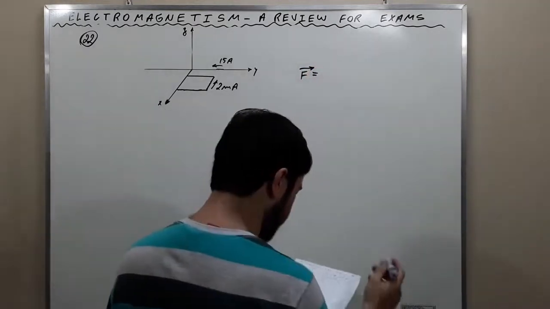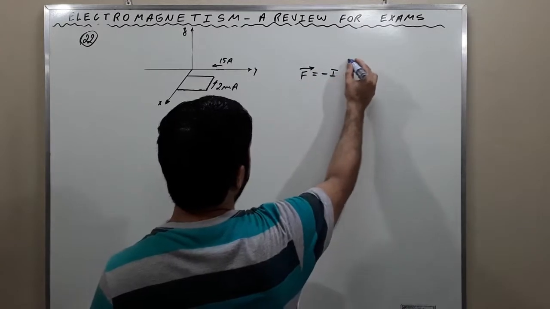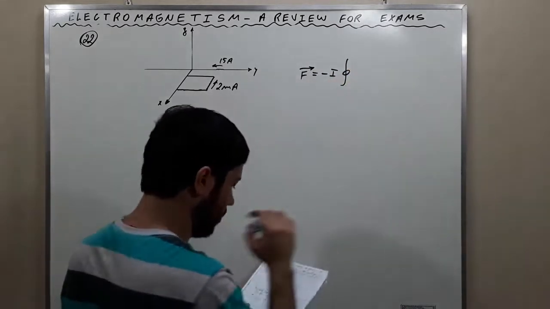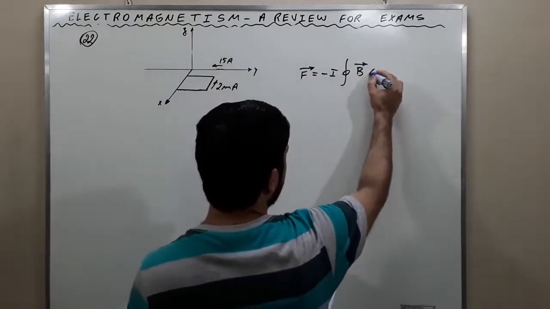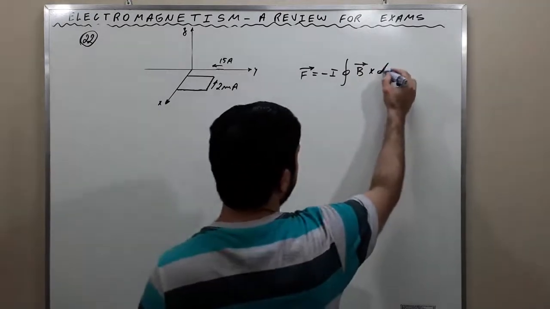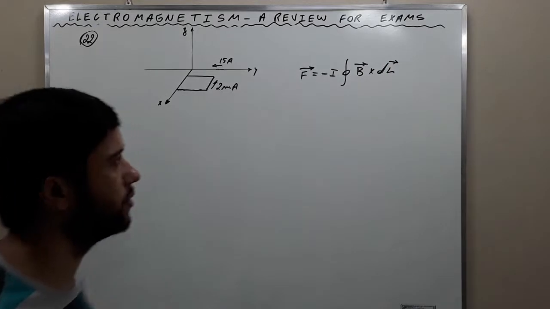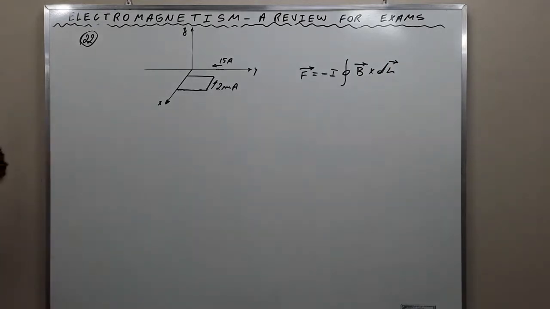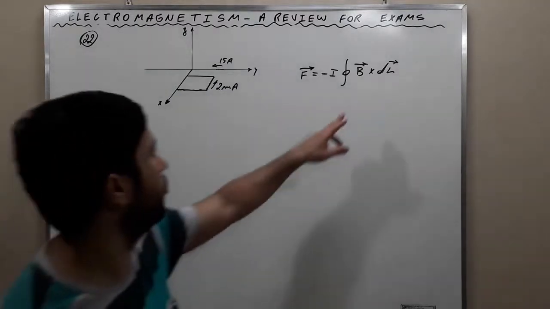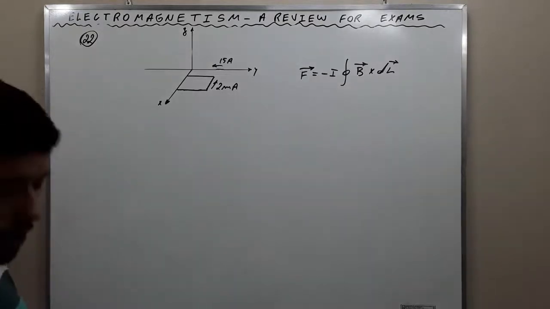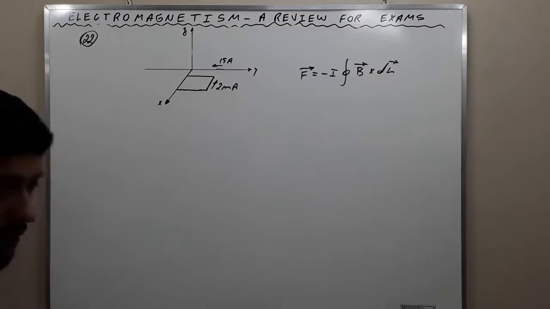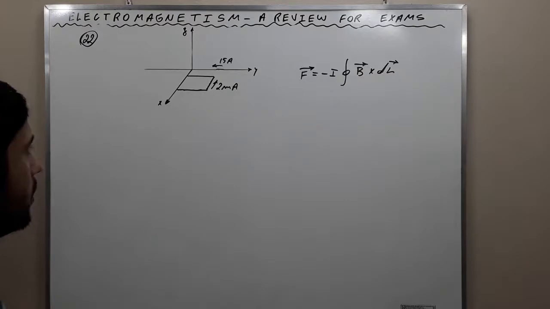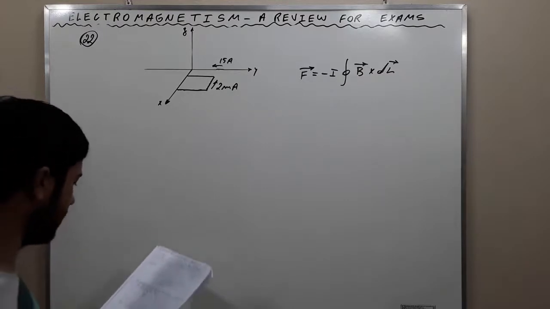And the force will be calculated by the force is equal to negative y times the line integral of b vector dl, or b cross dl. All right, but before using this expression, we need to find b, okay? B is the magnetic flux density, and let's calculate B.